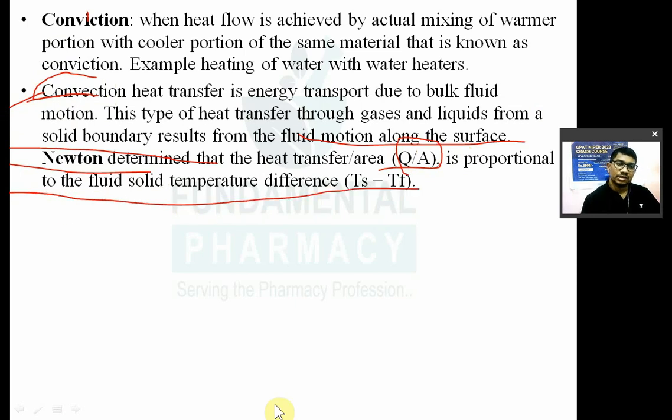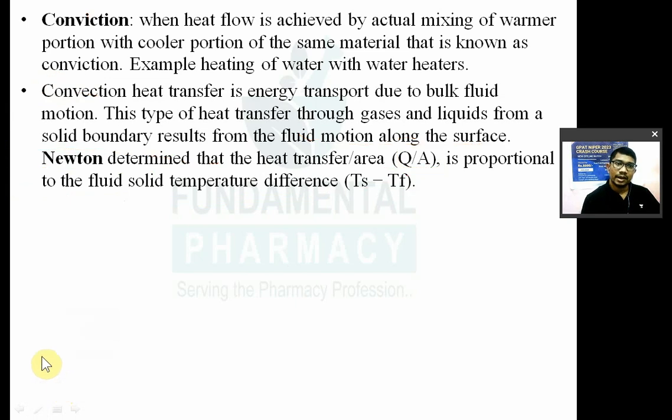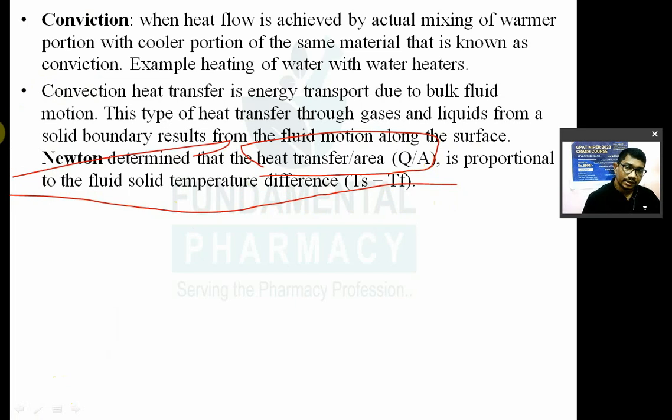Temperature difference कितना है fluid and solid में? So heat transfer उसके ऊपर depend है. ठीक है? So heat transfer by convection is directly proportional to the temperature difference between fluid and solid. Heat transfer per unit area is proportional to the temperature difference of fluid and solid. That is given by Newton. So conduction में क्या था? Fourier's law था. यहाँ पे Newton's law है. You have to remember.